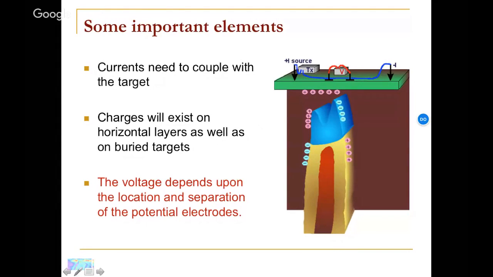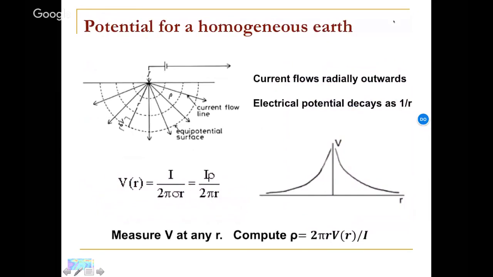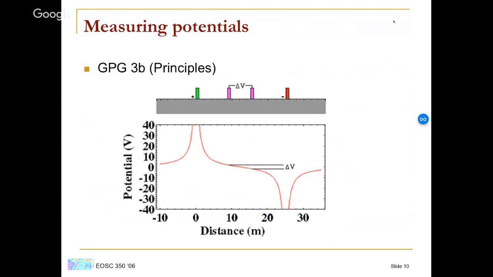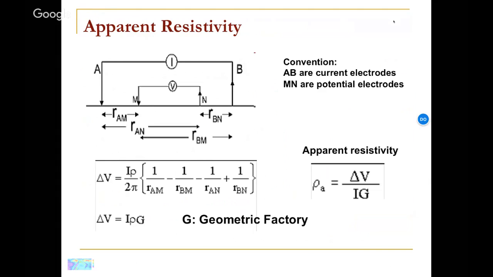Okay, so this I think we've just done. In the app, in the lab, this is the characteristic figure that you had. You have positive current here, negative current here. So the voltage from this positive current goes up like that, and the negative current goes up like that. And then we'd measure some voltage difference between any of those two points. And then we can use that to calculate an apparent resistivity.